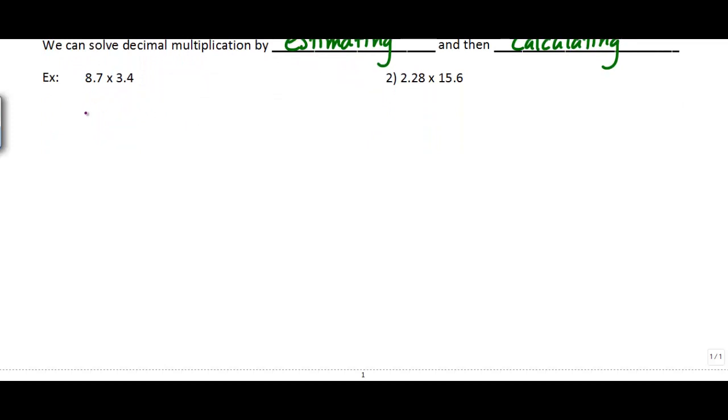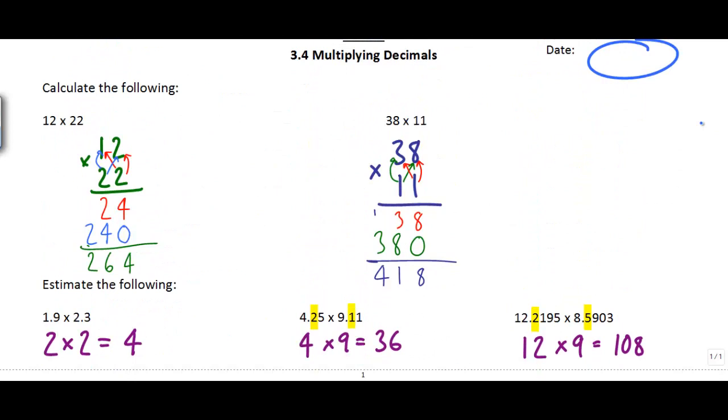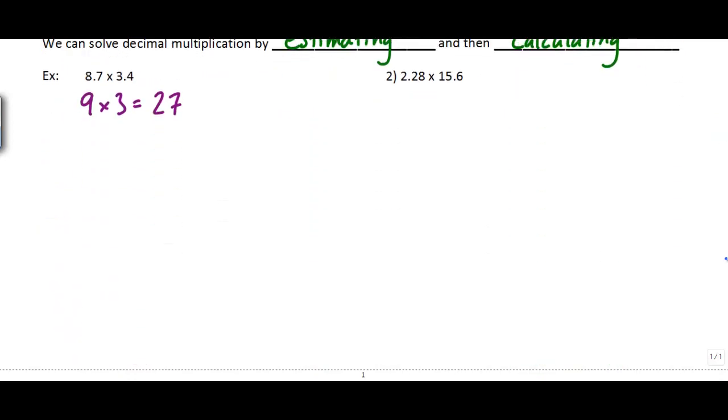8.7 times 3.4. Well, I can round that off. 8.7 is roughly 9. Multiply that by 3.4, that's roughly 3. So I'm going to expect that my answer is somewhere around 9 times 3, which is 27. Now, when it comes time to actually multiply these, we're going to do the same process that we did back up here at the top, where we line everything up vertically and we go through step by step.